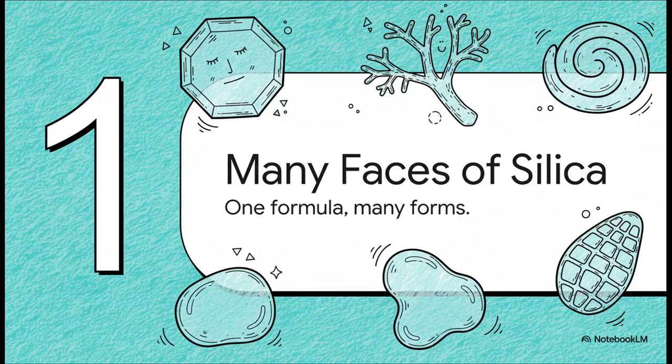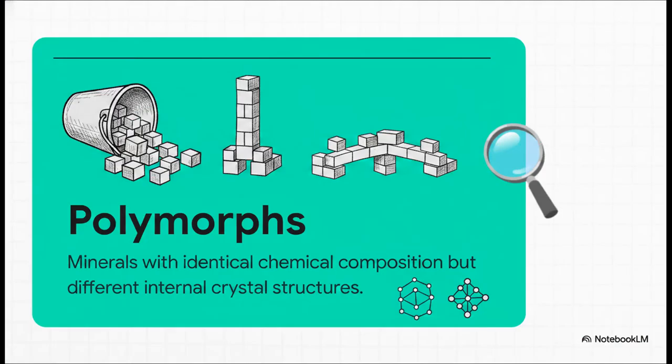All right, Section 1, the many faces of silica. We're going to look at how one single chemical formula creates entirely different minerals. So to really wrap our heads around silica, we've got to understand the concept of polymorphs. A polymorph is basically a mineral that shares the exact same chemical ingredients as another, but it has a wildly different internal crystal structure. Think of it like taking a giant bucket of identical building blocks. You can use those exact same blocks to build a really tall tower or a wide, sturdy bridge. The ingredients haven't changed at all, but the final structure and its physical properties are completely different.